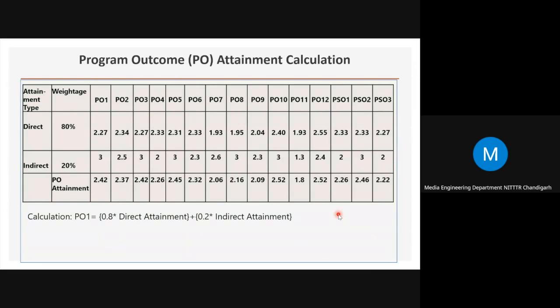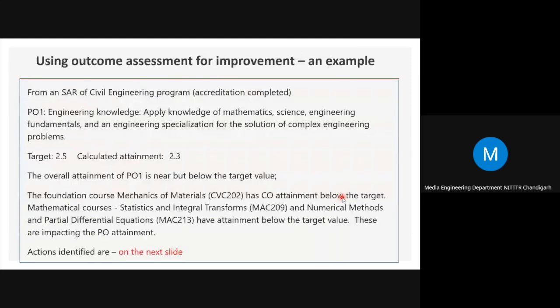Okay, so if there is no query, let's move further. So we are now having all these PO attainment levels. So what is next? What will be done next? Based on the PO attainment calculation, we need to analyze our attainment. So we'll be comparing our calculated attainments with the target attainments, right?